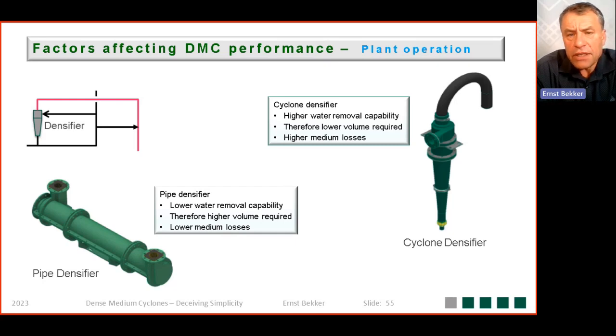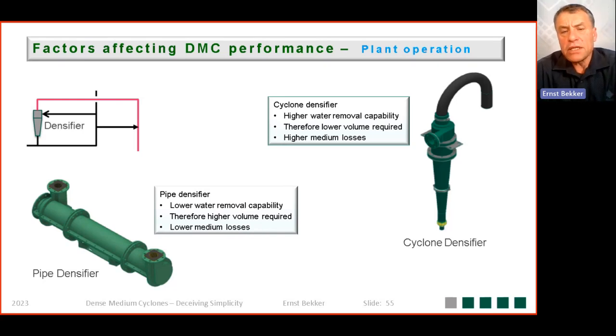But the magnetic separator is not 100% efficient. So whatever medium moves to the dilute medium circuit and to the magnetic separator, a portion is going to be lost. So the pipe densifier has got a lower water removal rate. In other words, a high portion of the incoming volume reports to the underflow and back to the correct medium tank. It's done so for a specific reason, but if you want to increase the water removal rate, you need to pump more medium to the pipe densifier. The cyclone densifier does not require such a high volume of medium to be pumped to the unit because it's got a higher water removal rate.